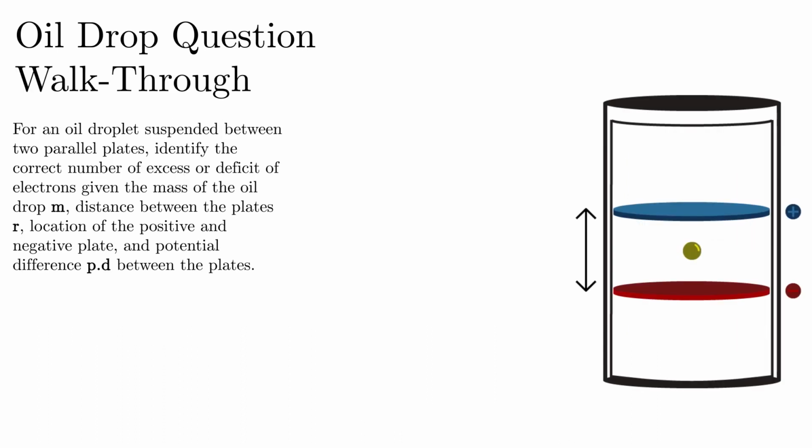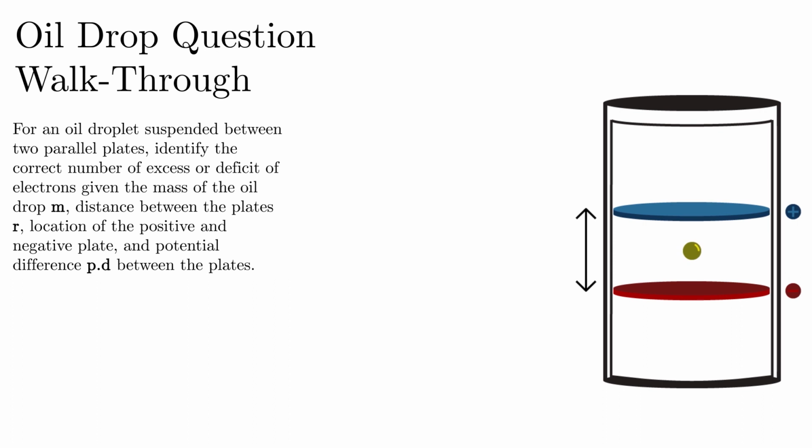This type of question, which we have dubbed the oil drop question, goes as follows. For an oil droplet suspended between two parallel plates, identify the correct number of excess or deficit electrons given the mass of the oil drop, distance between the plates, location of the positive and negative plate, and potential difference between the plates. Now, before we solve this question, it is pertinent to note that the oil drop being suspended between the plates means that the oil drop is in static equilibrium. There are only vertical forces acting on the oil drop.